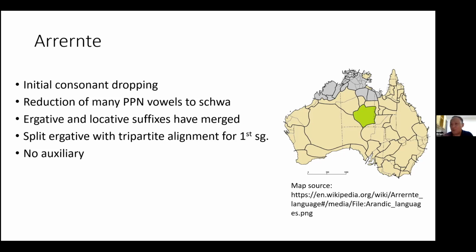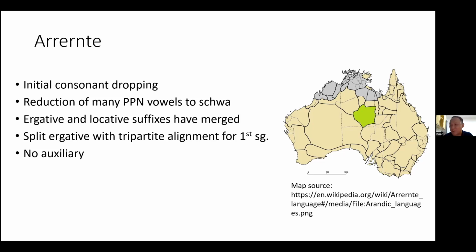Aranda has a lot of complicated sound changes. Sometimes people can't even identify the word. If you speak a neighboring language, you think, what is that? But once you look at it, oh yeah, it's dropped a lot of the final vowels. It's reduced the vowels to schwa. The initial consonant is gone. You find a lot of this in Aranda. All right, Aranda. Okay. The locative and ergative suffixes have merged. A lot of restructuring of the grammar.